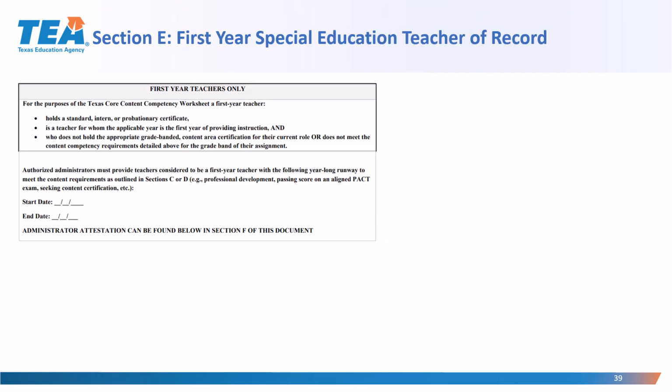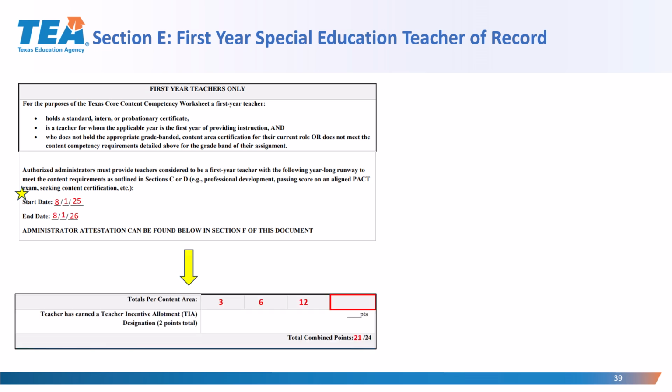Next, Section E for first-year special education teachers of record will be completed. The start date and end date of the teacher's runway year will be calculated in Section E. And as a reminder, Ms. Parker has earned 21 out of the required 24 points total for elementary special education teachers of record, but does need 3 additional points in the ELAR column to meet content competency requirements.